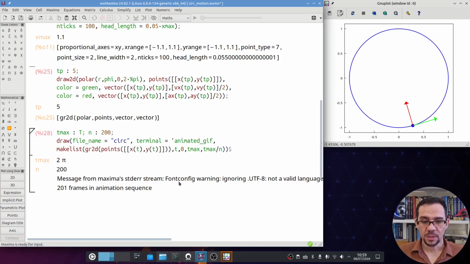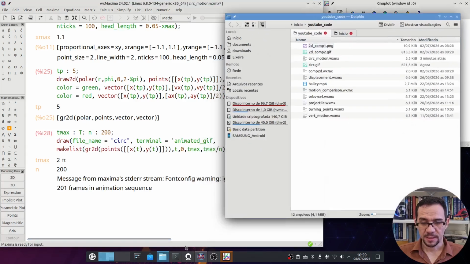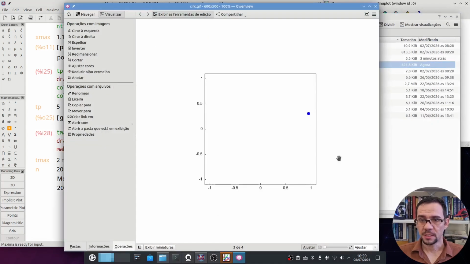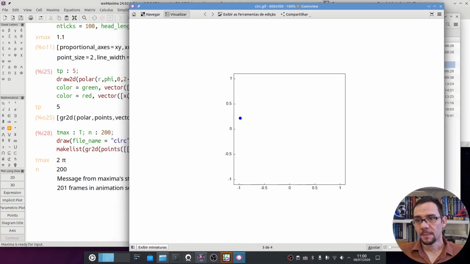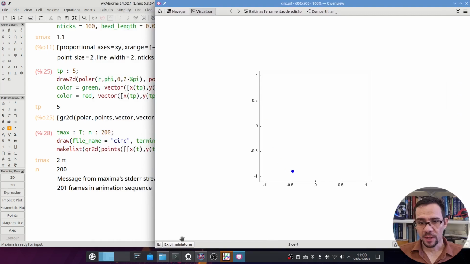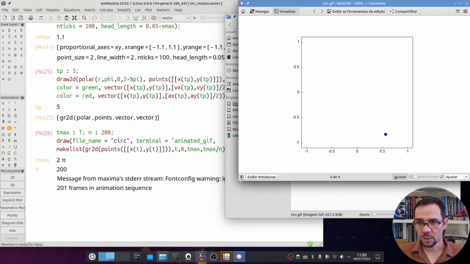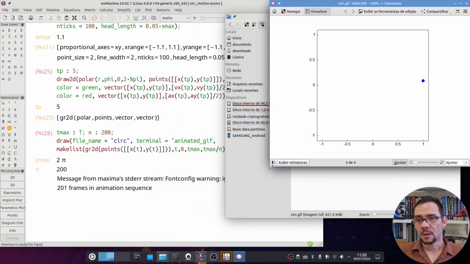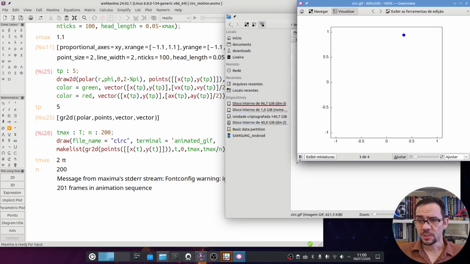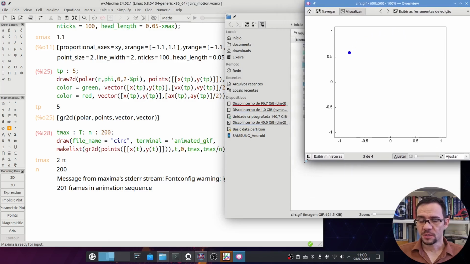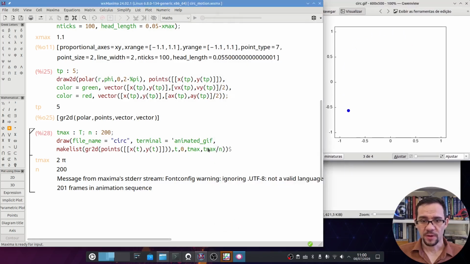And our animation has been generated. Let's open it. It's here and it looks like this. So we see that we have a circular motion being shown there, but it's interesting to add other things. For example, let's add the velocity vector.